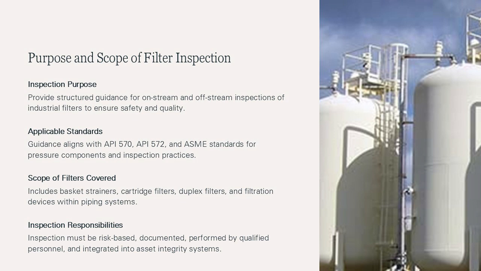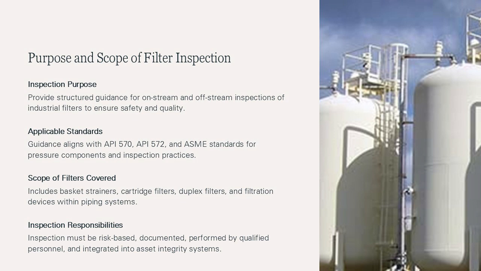The scope covers common industrial filters such as basket strainers, cartridge filters, duplex filters, and temporary or permanent filtration devices installed within piping systems. Inspectors must understand not only the mechanical condition of these filters, but also their operating context, service fluid characteristics, pressure and temperature limits, and historical degradation mechanisms.